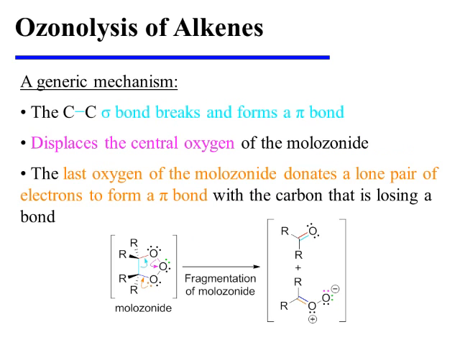The fragmentation of the malozonide is also described using three mechanistic arrows. The malozonide contains not just one, but two weak oxygen-oxygen bonds, and that's part of the reason that it fragments so quickly. The carbon-carbon sigma bond of what was once the alkene breaks and forms a carbon-oxygen pi bond. This displaces the central oxygen of the malozonide.